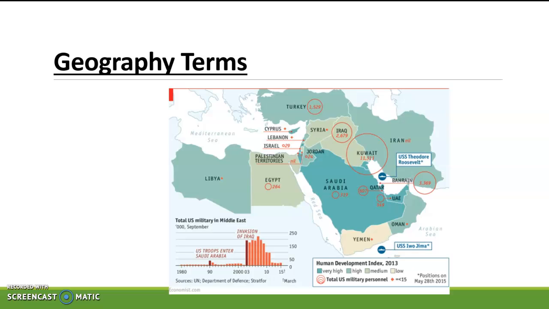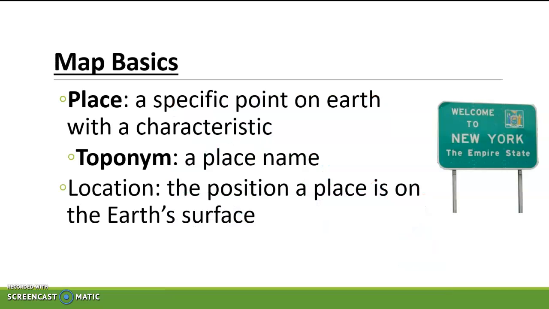So again, like I said, when we're looking at maps, these maps can convey information visually and they can get you to consider things in different ways that maybe you wouldn't if you were just reading about it. All right, looking at map basics, we're going to be looking at some terms like place and toponym.